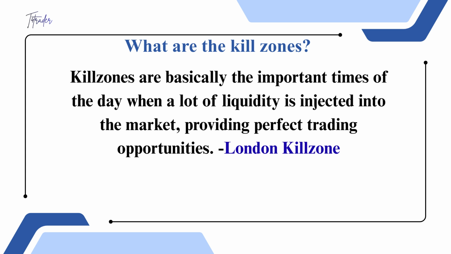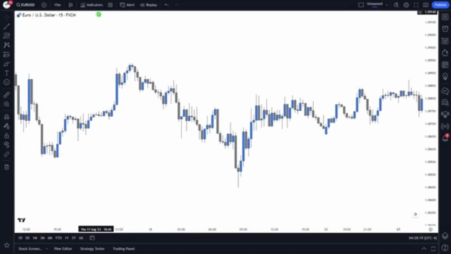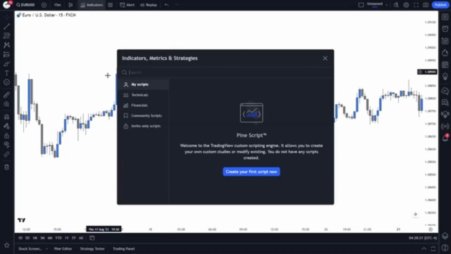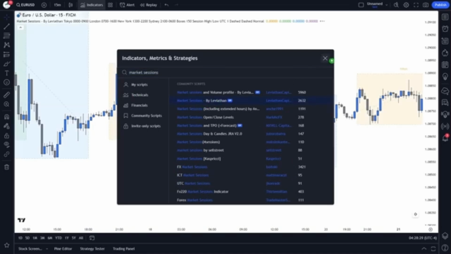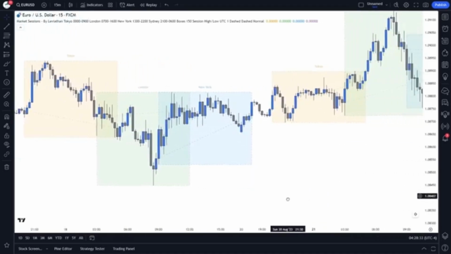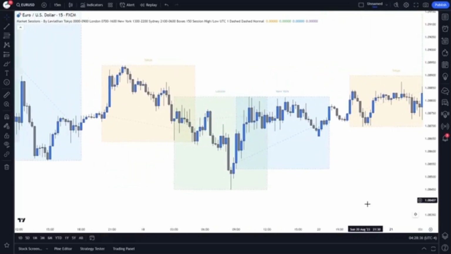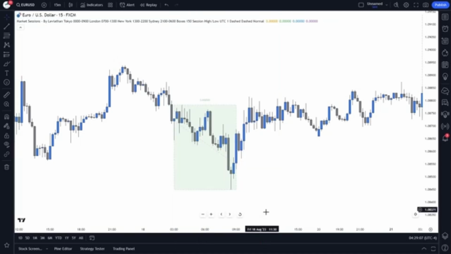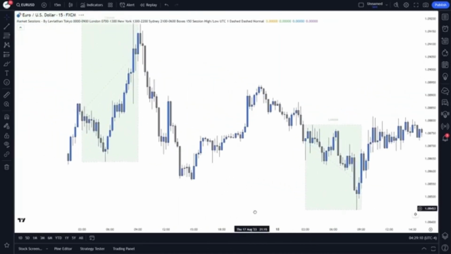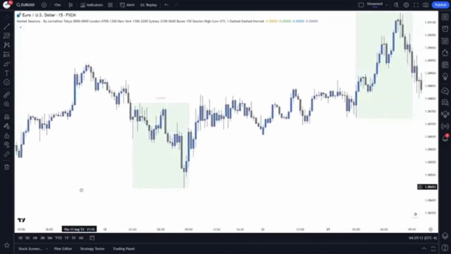So how to identify the London Killzone on the chart? Open the chart on TradingView and simply select the Indicators tab. Here, write Market Sessions and click on the indicator provided by Leviathan. This indicator shows all of the sessions, so we need to make some adjustments. So, in the Settings tab, first uncheck the Tokyo, New York, and Sydney, and then change the close of the London session to 13 o'clock. Then we are going to have our London Killzone marked on the chart.